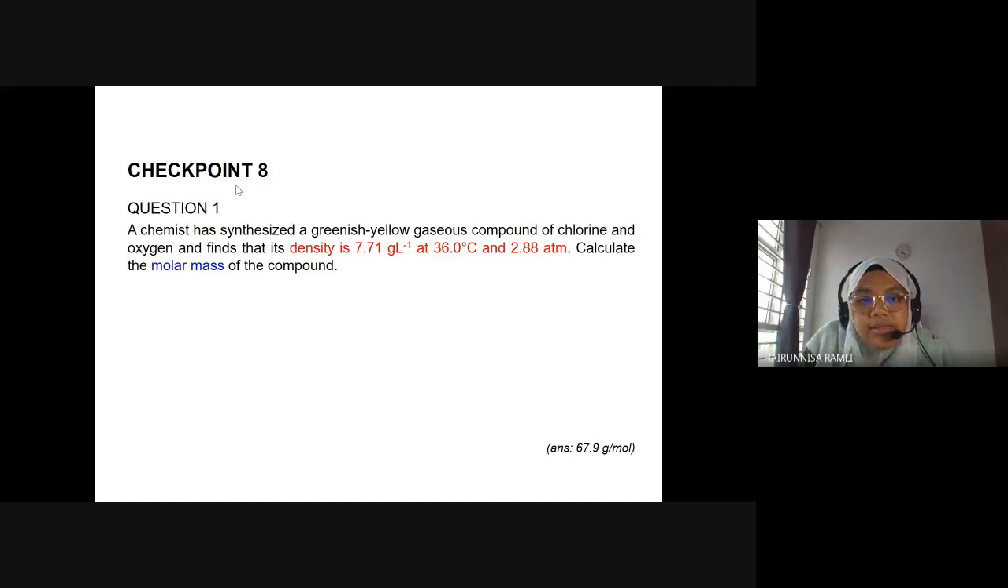A chemist has synthesized a greenish yellow gaseous compound of chlorine and oxygen and finds that its density is 7.71 gram per liter. Okay, this is density. This one is temperature, this one is pressure. Calculate the molar mass of the compound. Okay, try calculating.